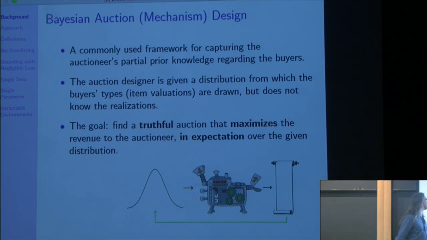So Bayesian auction design is a commonly used framework for capturing the auctioneer's partial knowledge regarding the buyers. So we have a single seller, maybe many buyers. So maybe I'm the seller and maybe I'd like to auction off this clicker. No offense, get a new one. And my goal is to maximize my revenue.